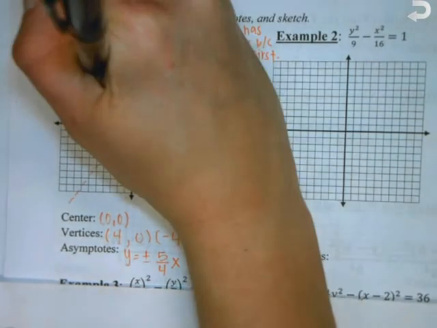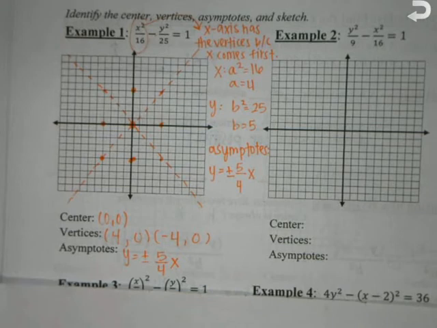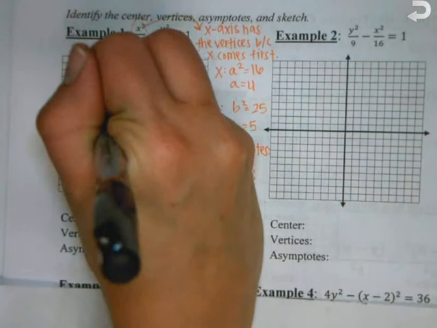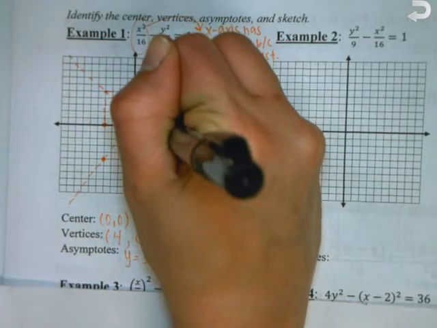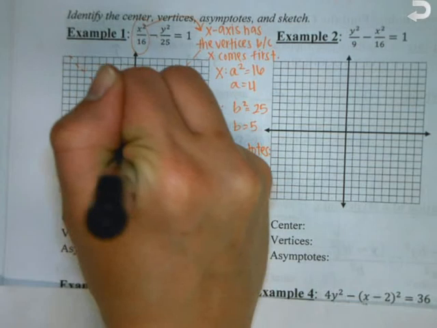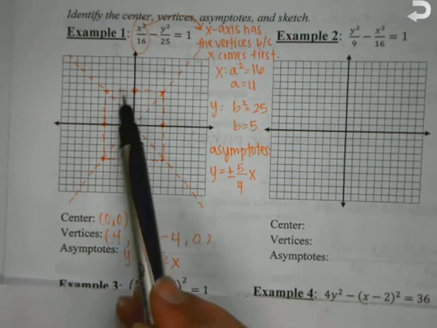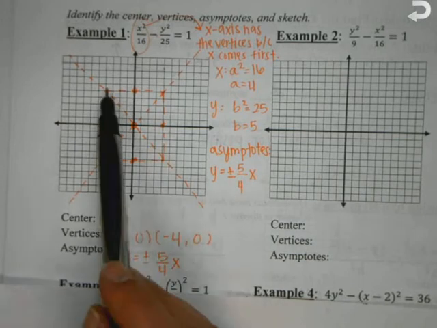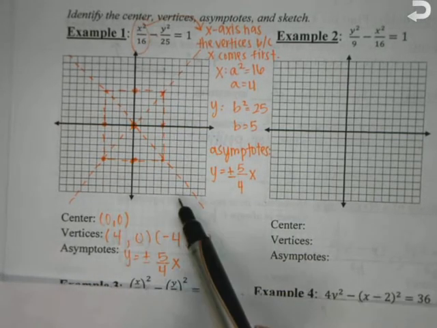An easy way to graph these is if I graph all 4 points right here, did you notice that they made a box? And that the asymptotes go straight through the corners of the box? So to make it a little easier on yourselves, I would suggest sketching where a and b send you. Sketch the box, and then your asymptotes are just going to go through the corners of the box.